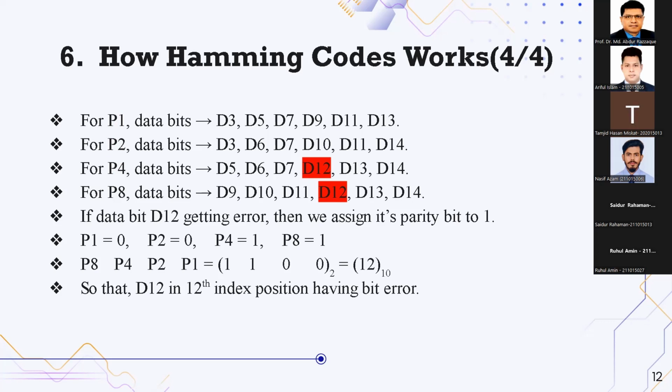By the reverse sequence, we have binary bits, and we convert the binary bits into decimal and find the index number where the error actually occurs. In this case, the error occurs in the 12th position.